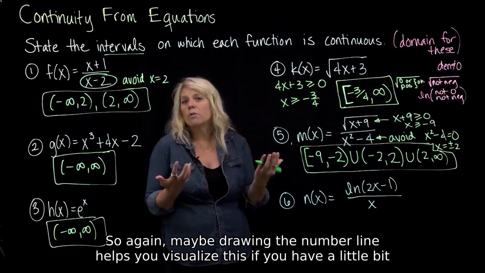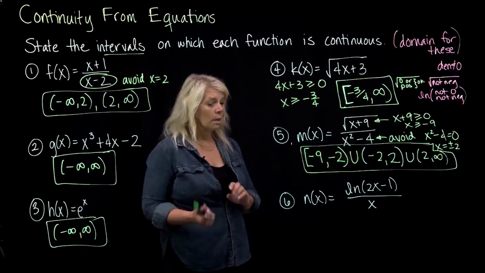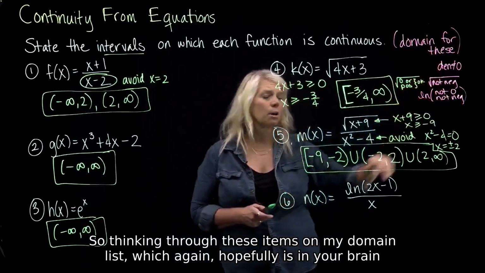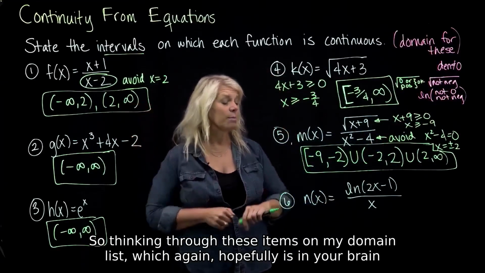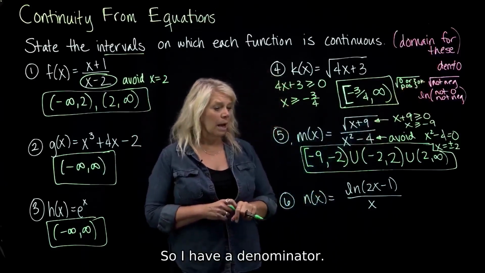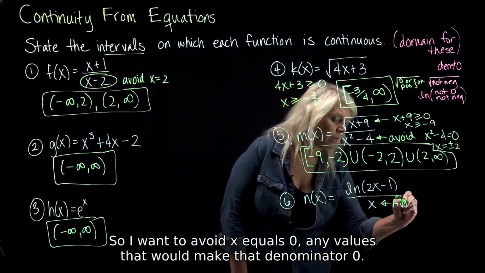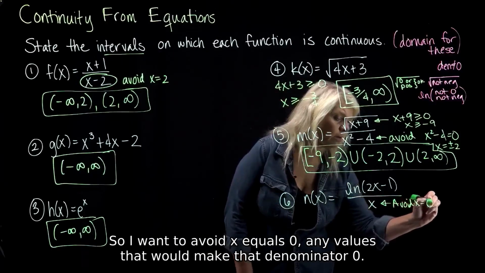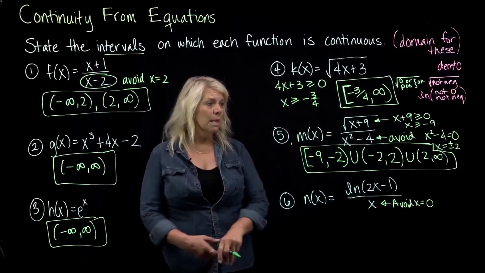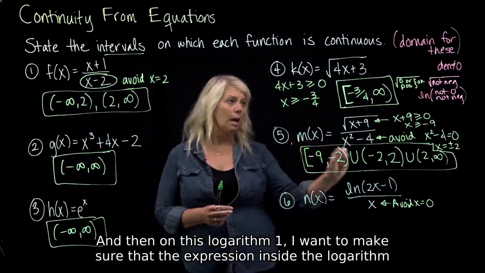So again, maybe drawing the number line helps you visualize this if you have a little bit of difficulty with intervals. All right, one last one here. So thinking through these items on my domain list, which again, hopefully is in your brain somewhere from college algebra. Hopefully this is not new information to you. So I have a denominator, so I want to avoid x equals 0. Any values that would make that denominator 0, that's the only one that would make that denominator 0.